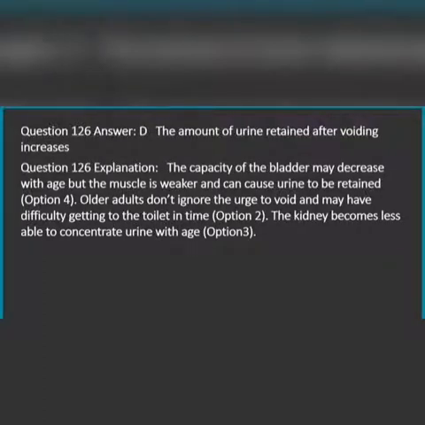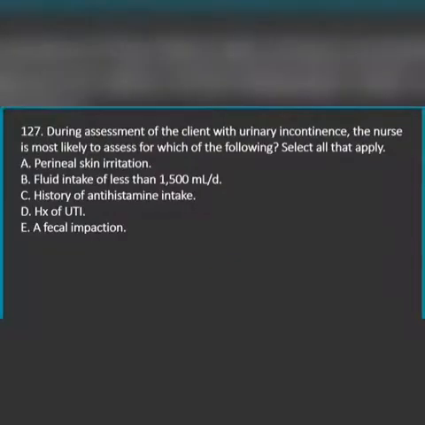Question 126. Explanation: The capacity of the bladder may decrease with age, but the muscle is weaker and can cause urine to be retained. Option 4. Older adults don't ignore the urge to void and may have difficulty getting to the toilet in time. Option 2. The kidney becomes less able to concentrate urine with age. Option 3.